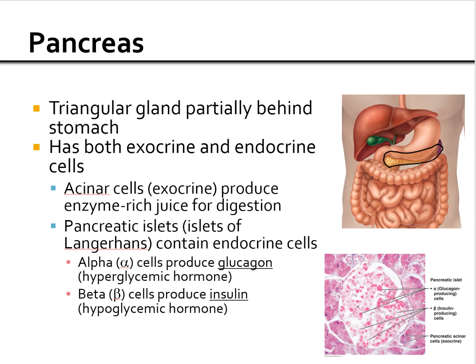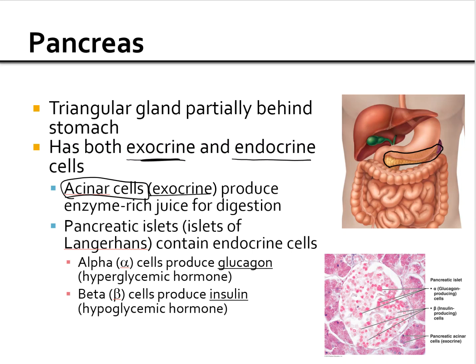Again, remember, exocrine means it's going to secrete a substance onto the surface. This exocrine function really plays a large role in the digestive system. And then it also has endocrine function, which again means it's going to secrete those substances or those hormones into the bloodstream. Okay. Again, there's a certain population of cells called acinar cells. These are the ones that have exocrine function.